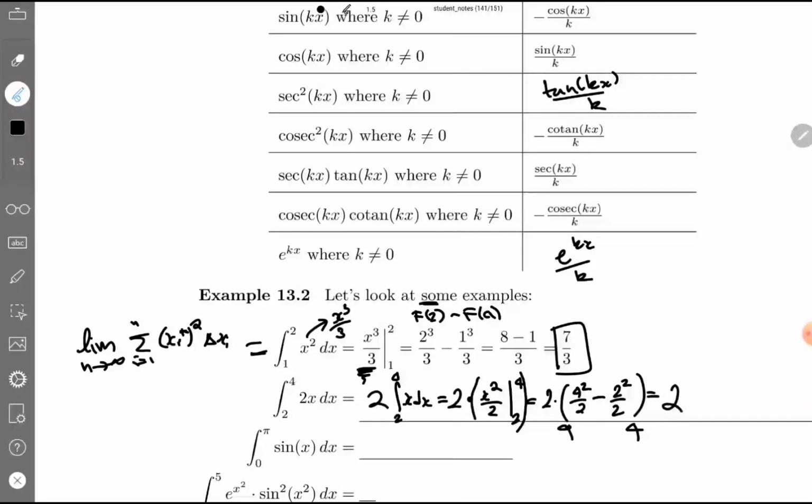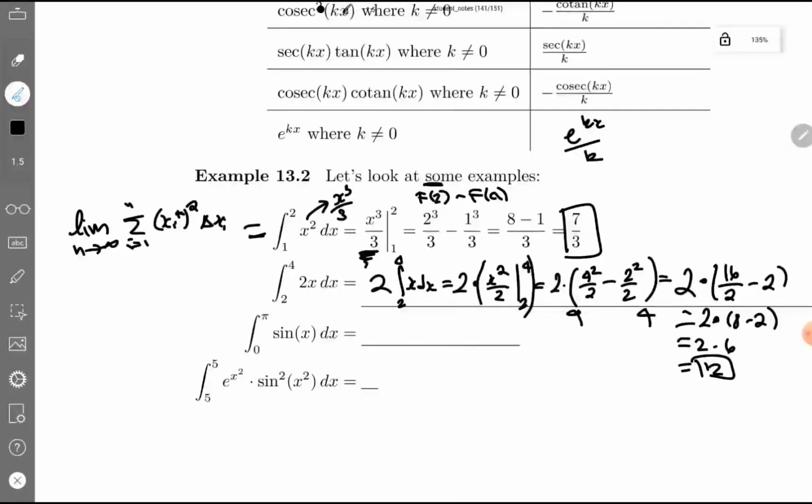So here we get 2 times 16 over 2 minus, well, I guess I can just, yeah. And then here 2 squared over 2 is just 2. And so we get 2 times 8 minus 2, so 2 times 6, which is 12. Okay, that was nice. It's much better than trying to do a limit of a summation.